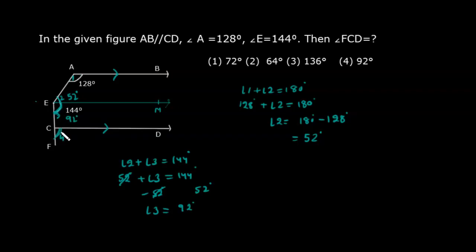And if we call this angle 4, now EM is parallel to CD and EC is a transversal. So angle 3 and angle 4 are corresponding angles. So angle 4 is equal to angle 3. So angle 4 is also equal to 92 degrees. So 92 degrees is the right answer. Let's try a few more examples.